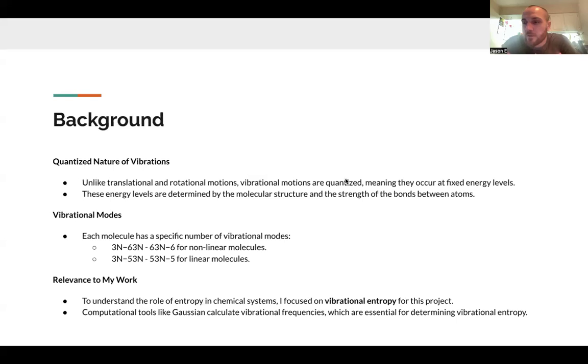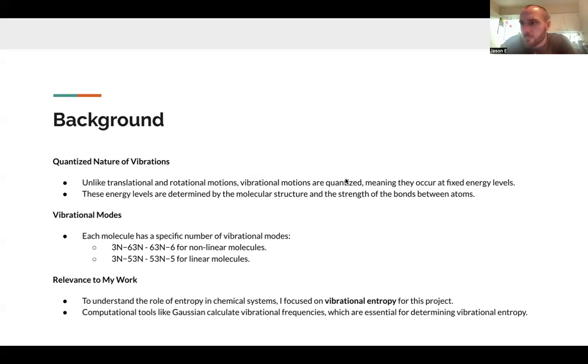Every molecule has a certain number of vibrational modes. For nonlinear molecules, it's 3n minus 6, and for linear molecules, it's 3n minus 5, where n is the total number of atoms in the molecule. So, for example, a water molecule, H2O, has three vibrational modes, which is 3 times 3 minus 6, which is 3.